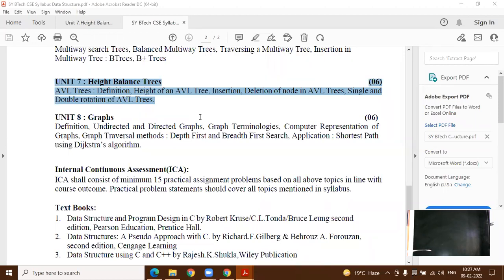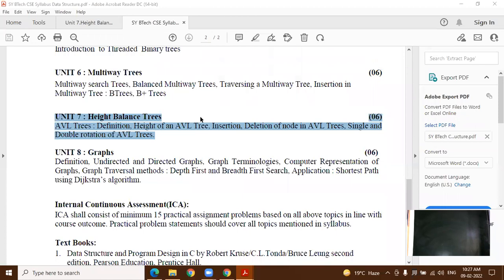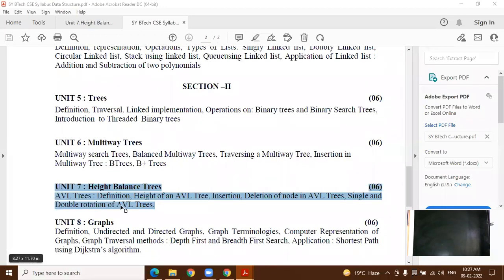Now, what is the importance of this chapter? Already we have studied so many trees. How many trees have we discussed till now? We have discussed the binary tree, binary search tree, threaded binary tree, and next, again, B tree and B plus tree.